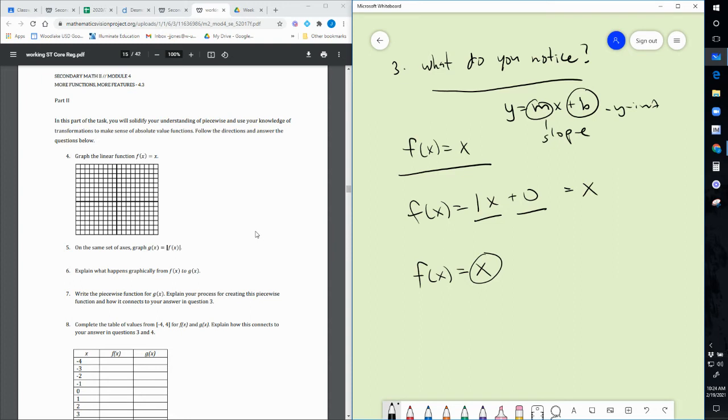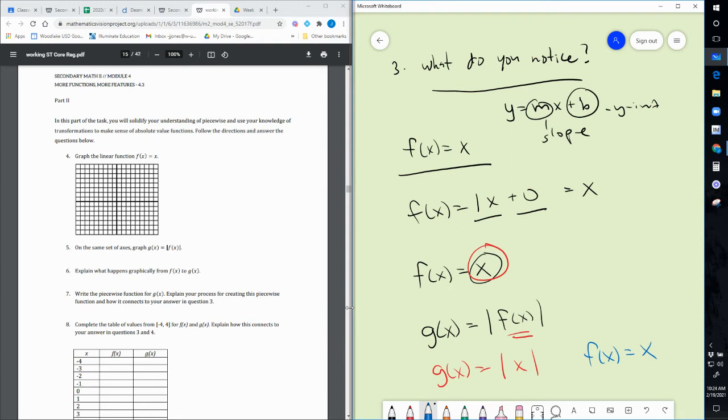Then number 5 says to graph a new function, the g of x function, and the g of x function is the absolute value of your original function. This looks super intimidating, but this just equals this. So really, g of x equals the absolute value of x, okay? So now on a set of axes, you're going to have the g of x function and the f of x function graphed on the same set of axes. It might be helpful to do it in Desmos, or do it with colored pencils on your paper.